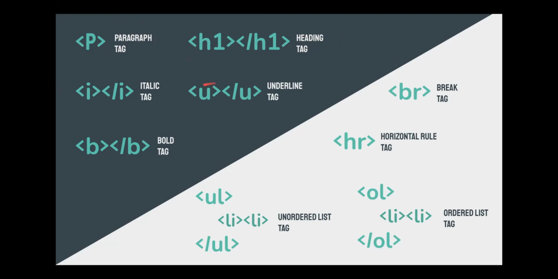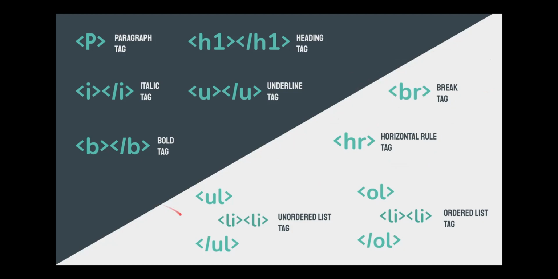Italic tag makes the text italicized. Underline tag puts a little bit of an underline. And the bold tag makes a text bold. And then right over here, we have the break tag, which puts an empty space between two elements. And then we have the horizontal rule tag, which puts a huge horizontal line across the website. Similar to the break tag, but it actually has a line.